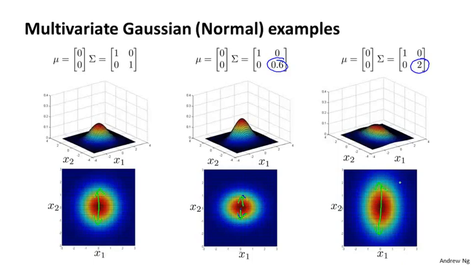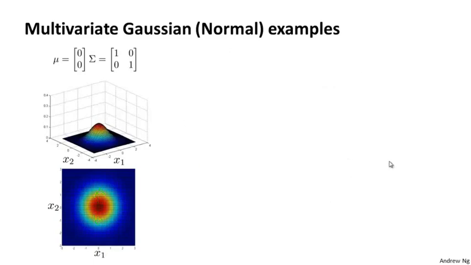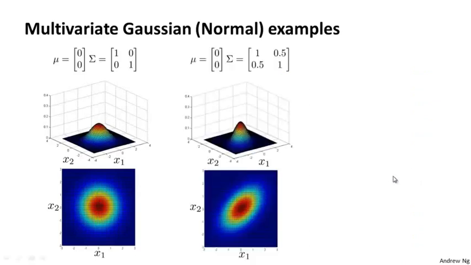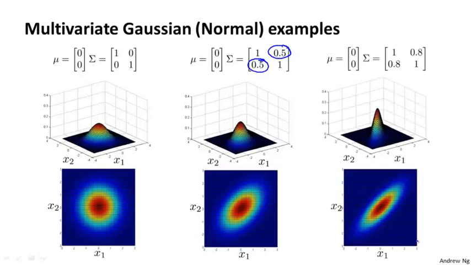Now, one of the cool things about the multivariate Gaussian distribution is that you can also use it to model correlations between the data. That is, you can use it to model the fact that x1 and x2 tend to be highly correlated with each other, for example. So specifically, if you start to change the off-diagonal entries of this covariance matrix, you can get a different type of Gaussian distribution.